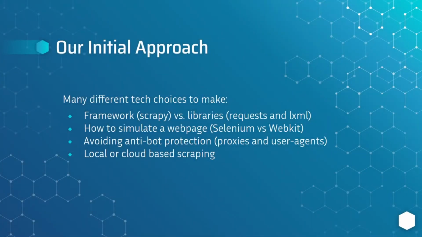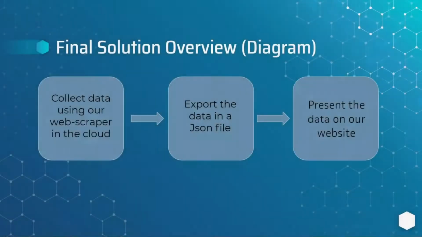Our initial approach contained many difficult choices. We had to choose between tech options such as a framework versus libraries, how to simulate a web page, avoiding anti-bot protection services on sites such as Amazon, or local/cloud-based scraping. Our final solution: we decided to collect the data on our web scraper in the cloud, export the data in a JSON file, and then use the data in the JSON file to present the data on our website.